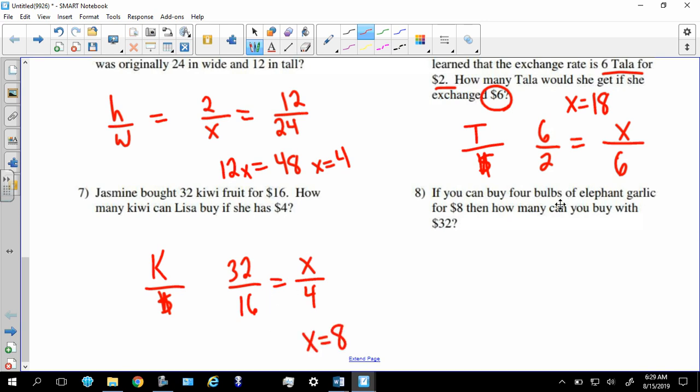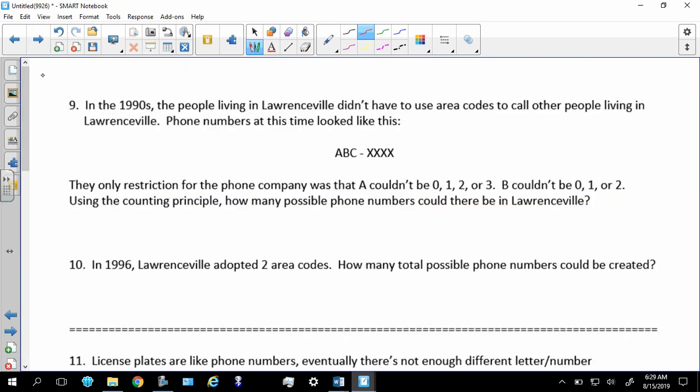You can buy 4 bulbs of elephant garlic for $8. So I'm just going to put bulbs over dollars. So 4 bulbs for $8 is equal to, we don't know how much, over 32. Cross multiply and solve. You get X is equal to 16. So again, basic proportions here.